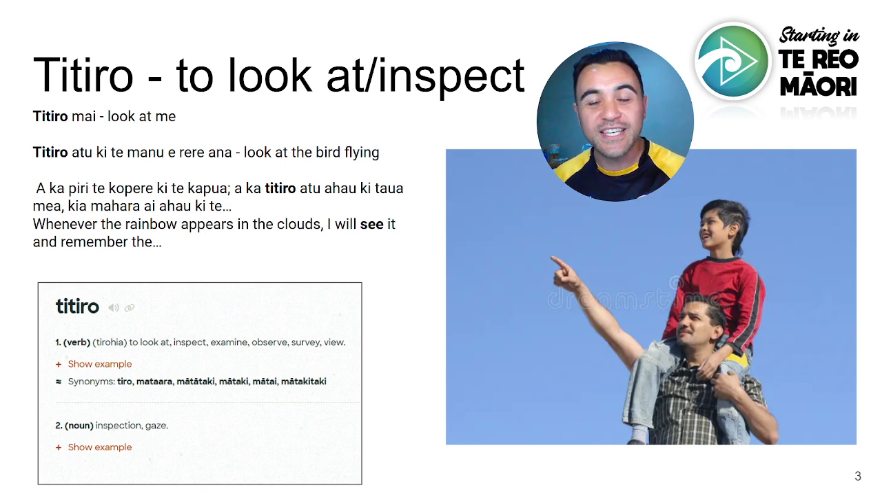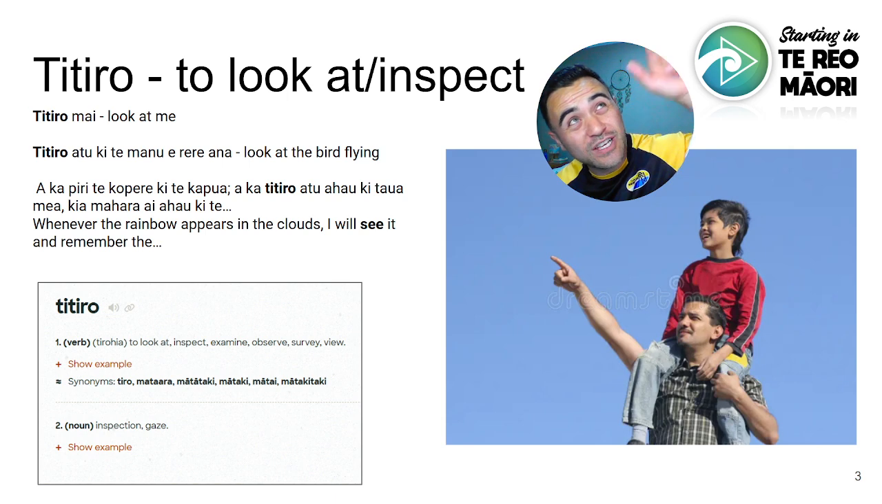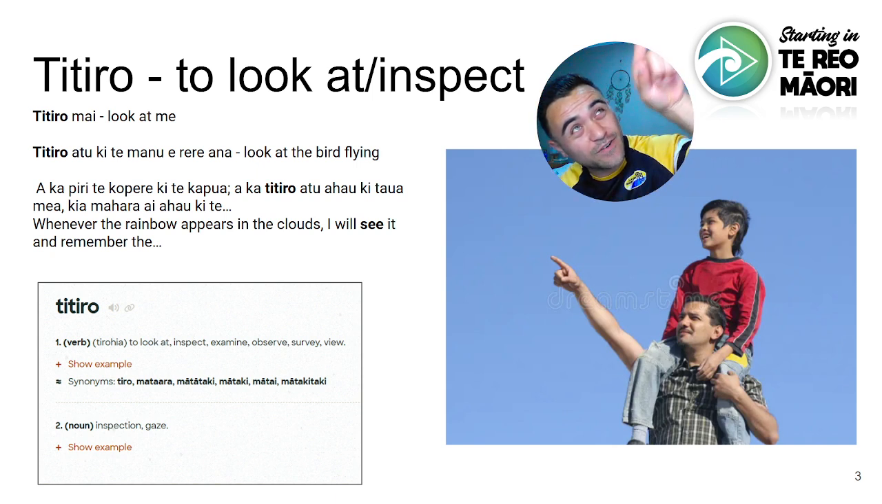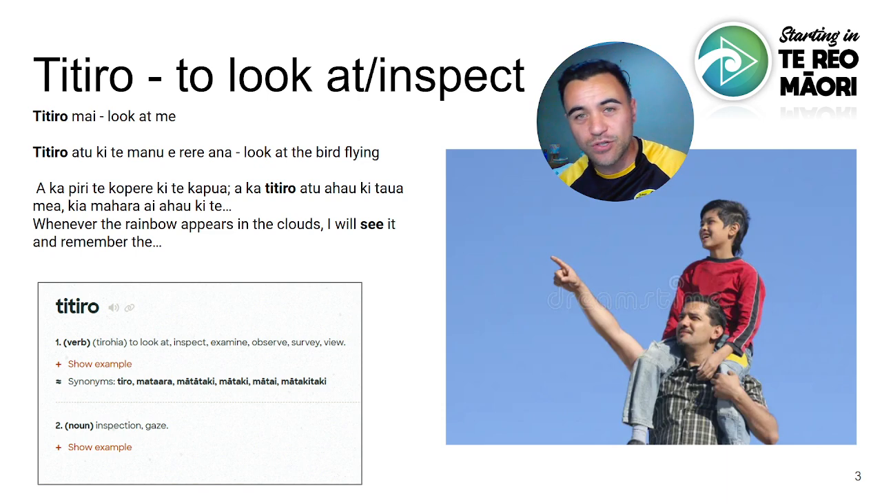I will see it. So in this case, the rainbow appears in the clouds and he's looking up, he's looking towards it. It's not just something that appears and he can see, it's something that he's looking at. He's got a very focused and direct look at that thing. In this case, the rainbow appearing in the clouds, and hence the use of the kupu titiro. Titiro.